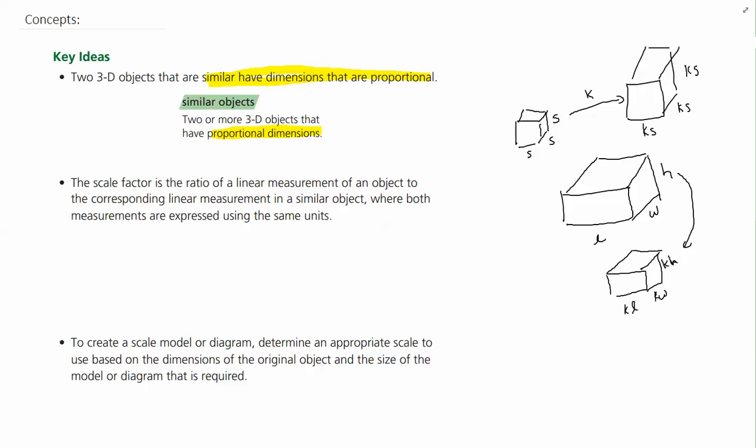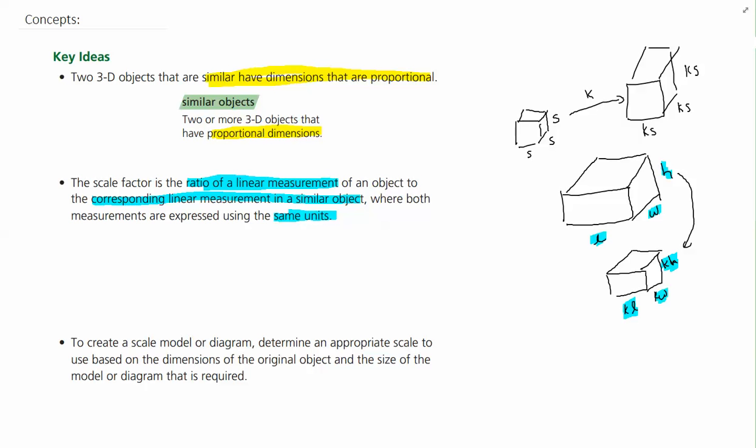The scale factor is the ratio of the linear measurement. So it's not the area or the volume, it's a linear measurement of an object to the corresponding linear measurement in the similar object. And so that's why we're dealing with the length, and it has to be k times the length, and the width, k times the width, and the height, k times the height. So it has to be corresponding measurements, and we use those measurements in the same units.